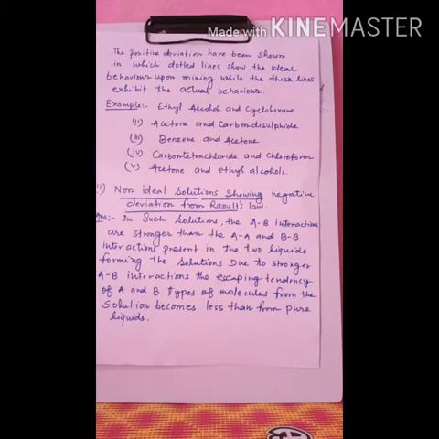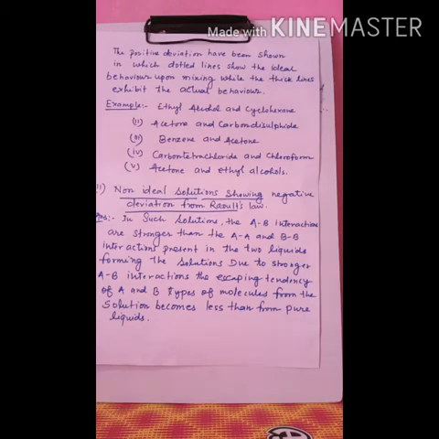Now we are talking about the other non-ideal solution. In such a solution the AB interaction is stronger. In case of positive deviation, AB interactions are weaker. That means in this solution, due to the stronger AB interaction, the escaping tendency of A and B type molecules from the solution becomes less than in the pure liquid.